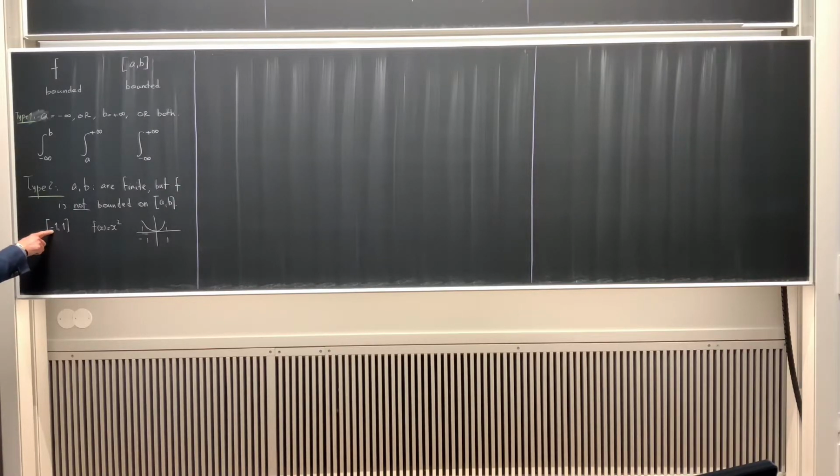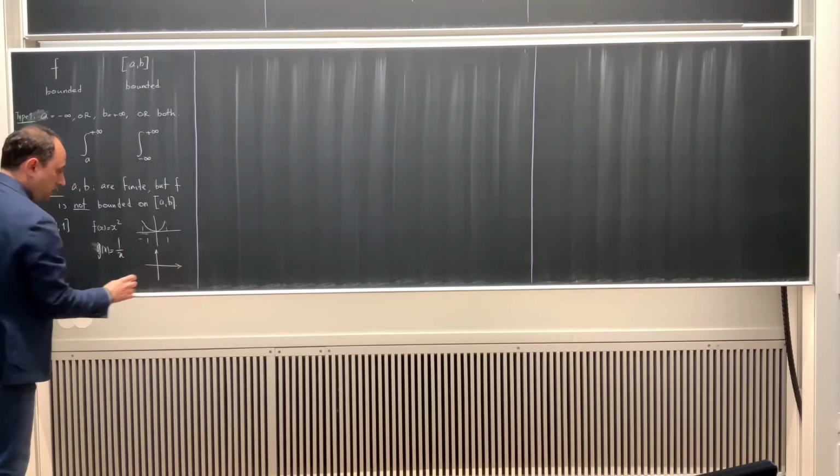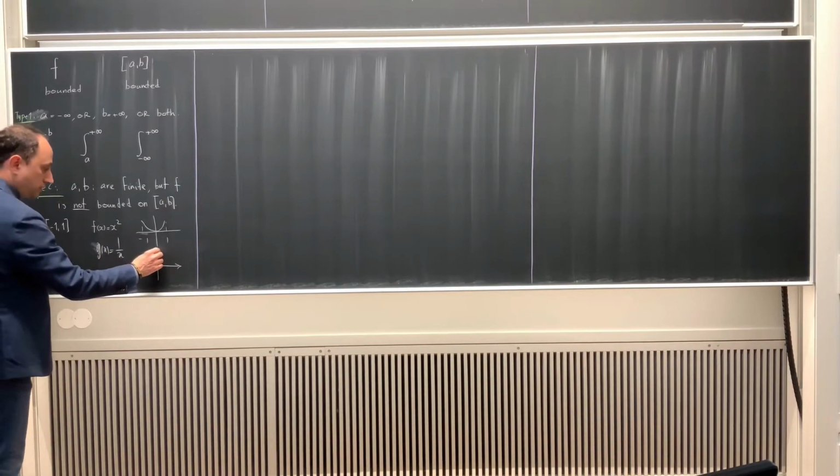But consider the same scenario, but this time I change my function to g of x equals 1 over x. This function is not bounded on that interval, because if you draw the graph of this function, x equals 0 is a vertical asymptote for this function. So this function goes like this.